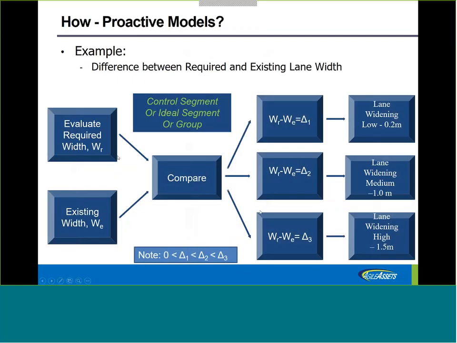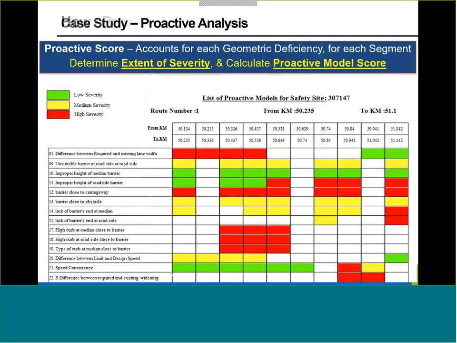This is an example of how the required width and existing width of the roadway can be considered. Suppose for your roadway width, you go to the standard and find that your width should be WR, which is your required width, and the existing width is WE. You compare the difference between the two, and the difference can be low, medium, or high. Based on what type of difference you have, you can come up with a different type of treatment strategy.